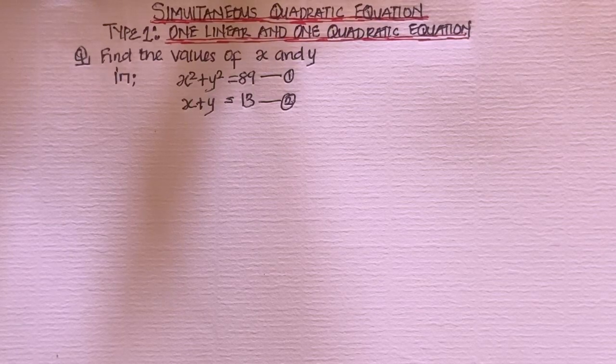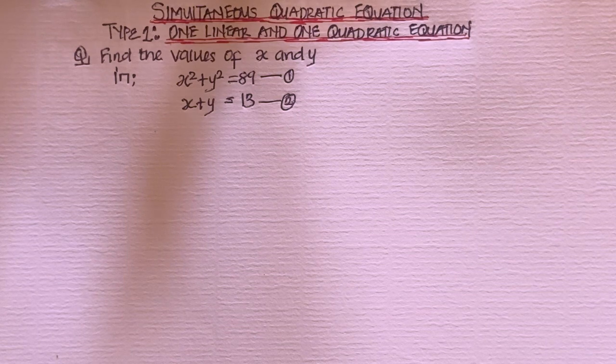Hi friends, in this video I'll be solving simultaneous quadratic equations. It's actually of three different types. We have type 1, which is the one I'm going to solve in this video, which is one linear and one quadratic equation. And we have type 2, the homogeneous quadratic equation, and also the symmetric equation. But in this video I'm going to solve this question, and this question is under one linear and one quadratic equation.